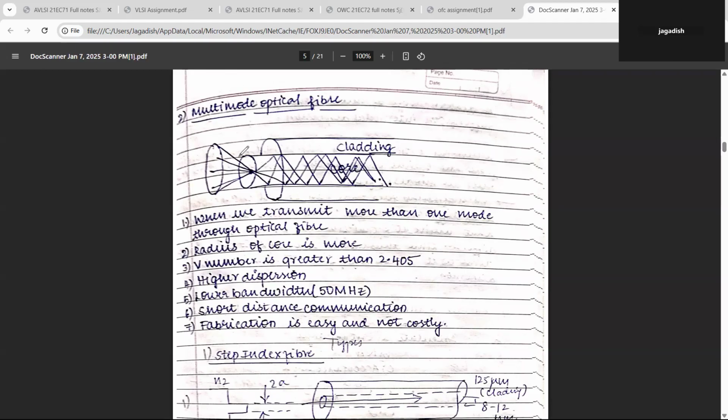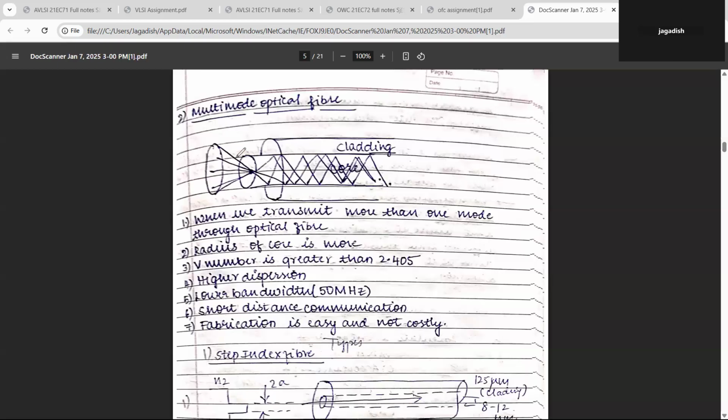Okay. So in multi-mode optical fiber, what happens? There will be an acceptance cone. You can text me if you have any doubts. In that we will be using many light rays, whereas in single mode only one light ray is used. So what happens? In single mode there was higher bandwidth.